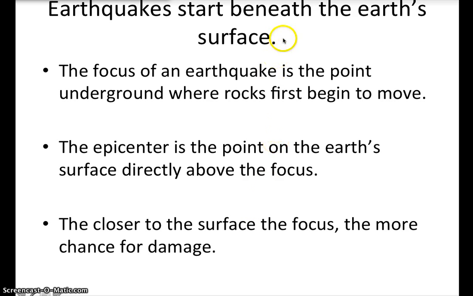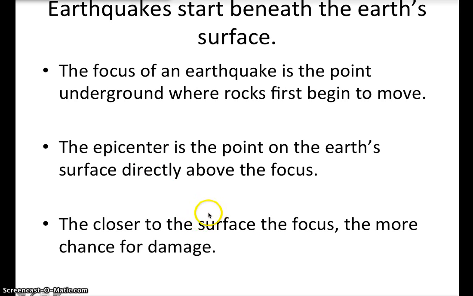Earthquakes start beneath the Earth's surface. Now, one term we have is focus. The focus of an earthquake is the point underground where the rocks first begin to move. It actually starts at the focus. But whenever you hear on the news where it started, it's called the epicenter. The epicenter is the point on the Earth's surface directly above where the focus is, where it actually started. So it's just easier for us to understand something called the epicenter because we know where things are on the surface. We just don't have names for things that are under the ground.